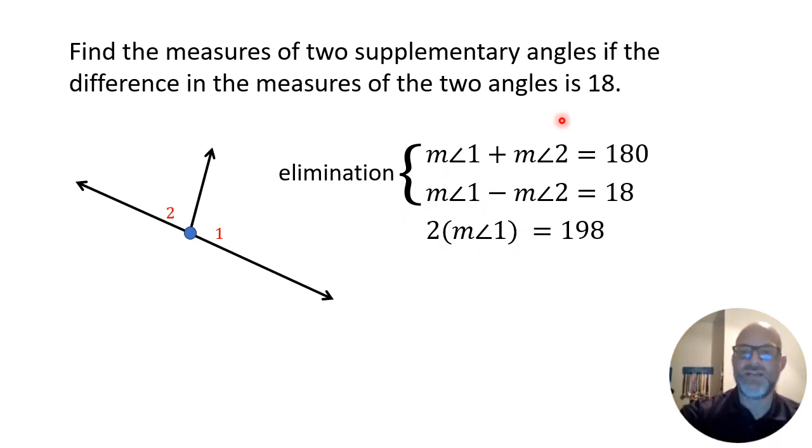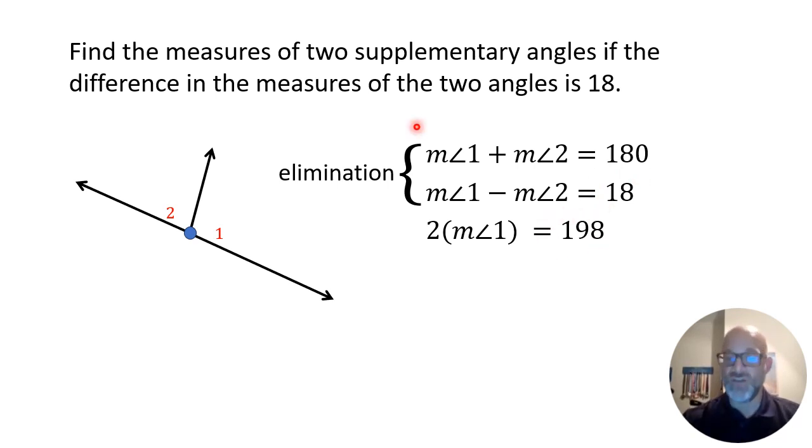All right, let's add these guys. The measure of angle 2 minus the measure of angle 2. What's that equal? 0, right? Negative 25 plus 25 equals 0. I just made up the number 25. And then add these two numbers together, 180 plus 18 is 198.